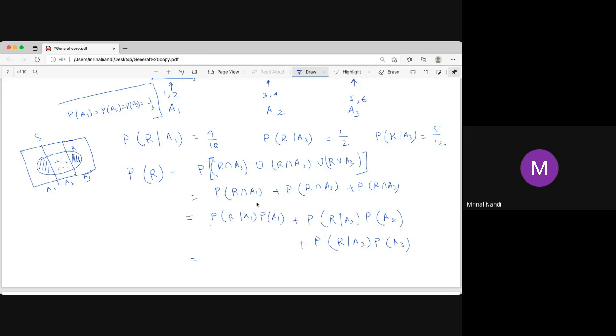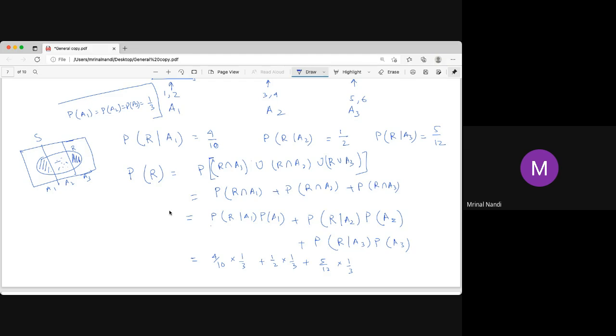Now we know all this probability. It is just half, 1/3 plus 5/12. So this is the probability of red. And what is the probability of blue? This is 1 minus that. So by using conditional probability, you can find the probability of this. This is sometimes called marginal.